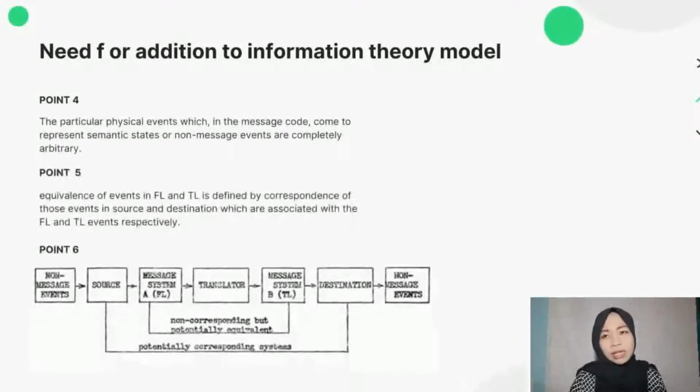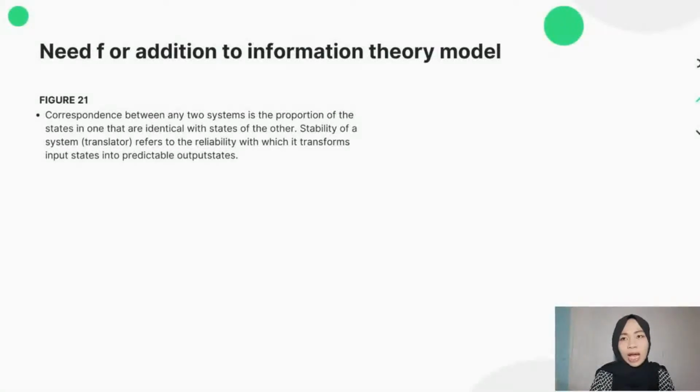Here you can see the process of language translation: from a non-message event source, to a message system or foreign language translator, to message system B, the translation language, to destination non-message events, and the connection between non-corresponding but potentially equivalent and potentially corresponding systems. Figure 21. Correspondence between any two systems is the proportion of the states in one that are identical with states of the other. Stability of a system, the translator, refers to the reliability with which it transforms input states into predictable output states.